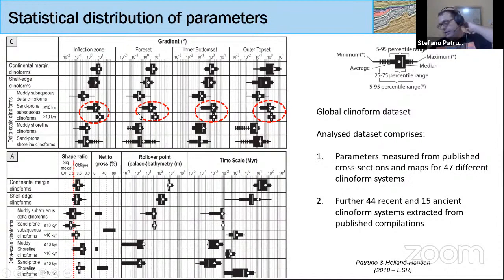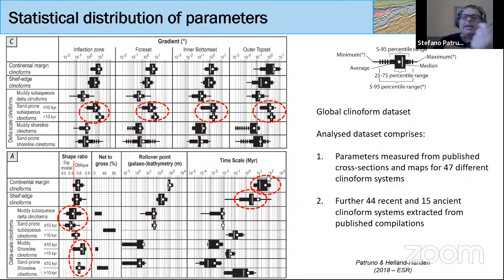Then, what else can we see over here? The shape ratio. The shape ratio is the ratio which differentiates between oblique and sigmoidal clinoforms. You can see that most subaqueous clinoforms, both muddy and sandy, tend to be more sigmoidal. Some are a little bit oblique, but mostly we are towards the sigmoidal end of clinoforms. Whereas, undoubtedly, when you look at the shoreline ones, both muddy and sandy, interestingly, they tend to be much more oblique. That's, of course, because the upper and lower points in that case correspond to the shoreline, which is such an abrupt break of the profile. So obviously it tends to be more oblique.